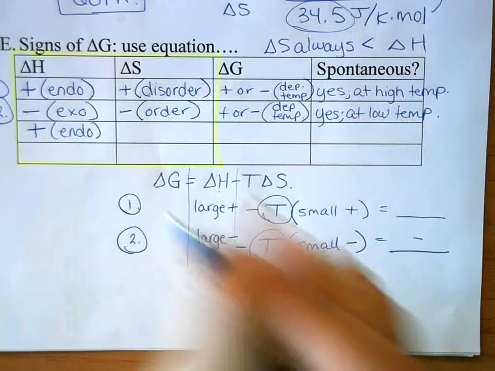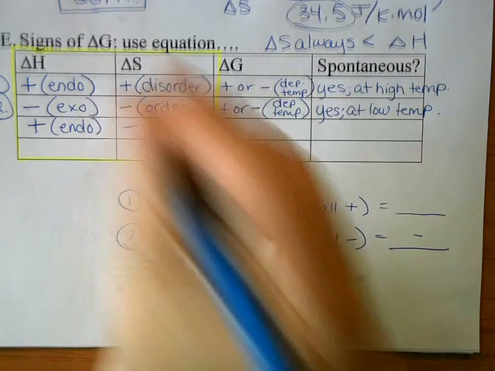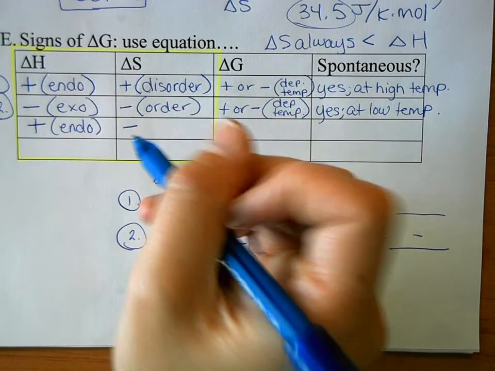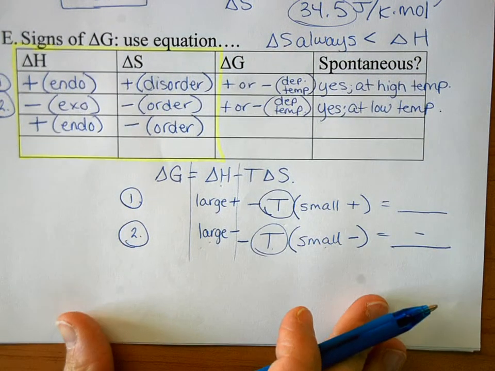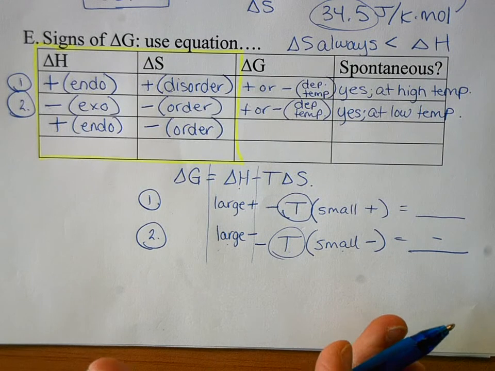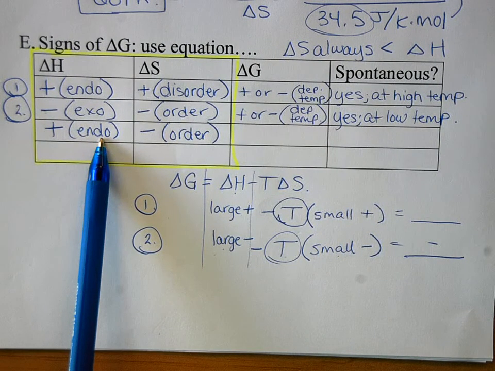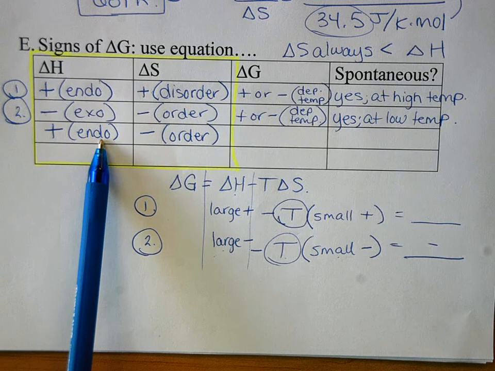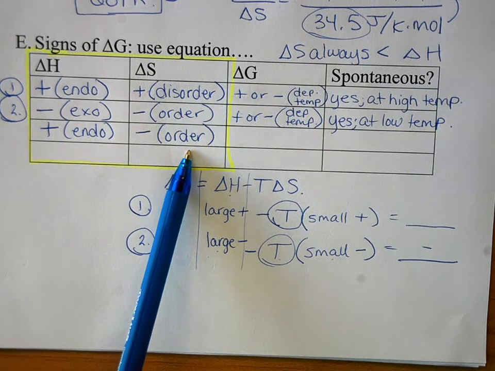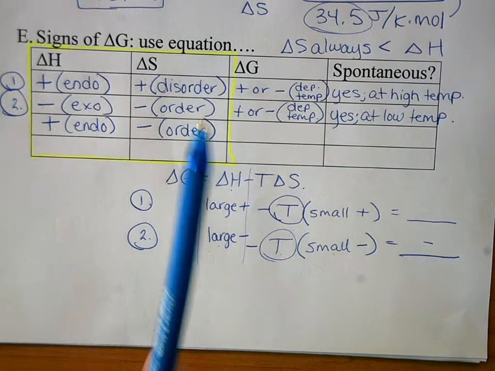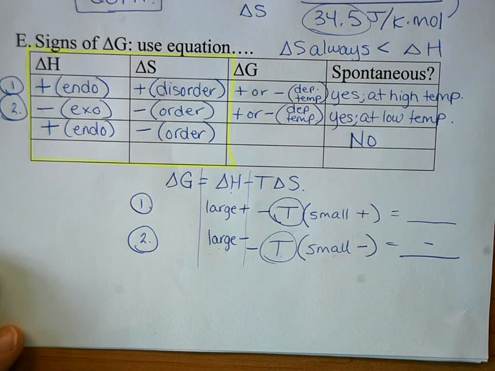And negative delta S, I haven't done that, which means more order. If I look at those both separately, endothermic reactions are never spontaneous because outside things are adding energy. Things that are becoming more ordered are never spontaneous. So neither one of those things is ever spontaneous. If you combine them together, then they are never spontaneous, which means that my delta G would be positive.